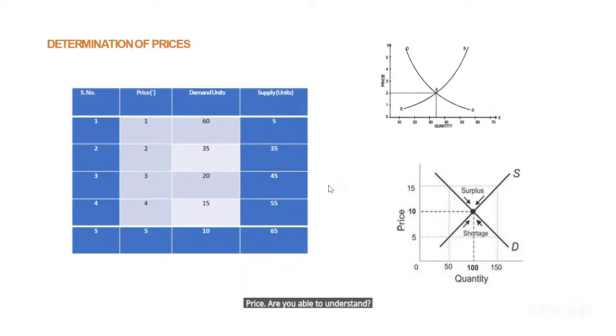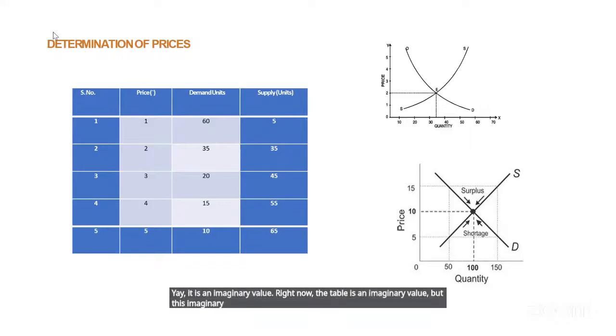Ma'am, are those prices 5, 10, 15 imaginary values or what? Yeah, it is an imaginary value. Right now, the table is an imaginary value, but this imaginary value has also come from empirical studies. Yes, ma'am. Okay.